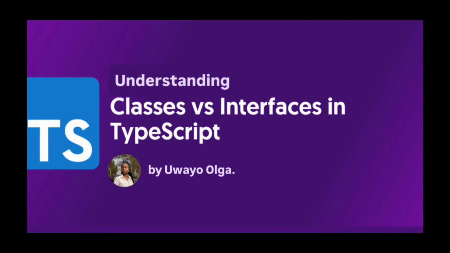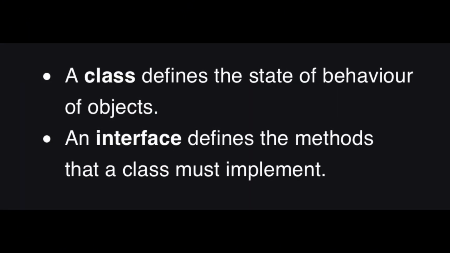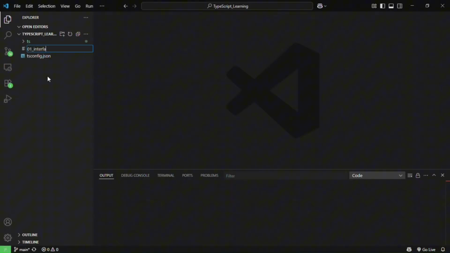Let's get started. The best way to understand this is that an interface defines a structure and contract, whereas on the other hand, a class defines structure and implementation with concrete behavior. Let's see an example. For example, I have an interface Person.